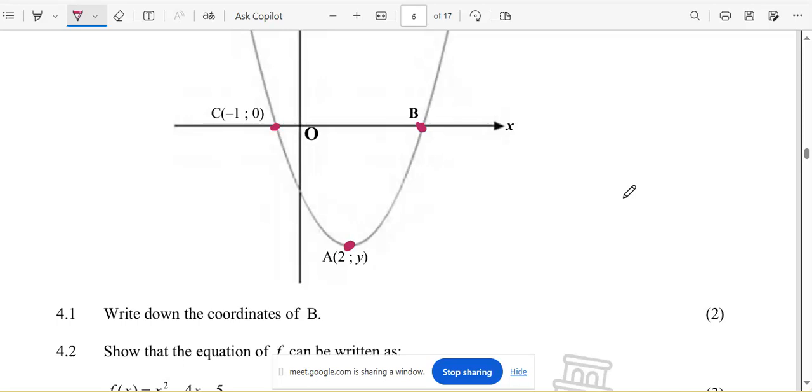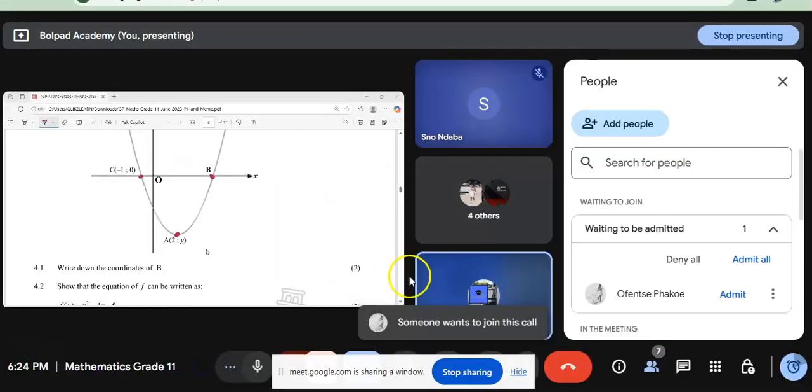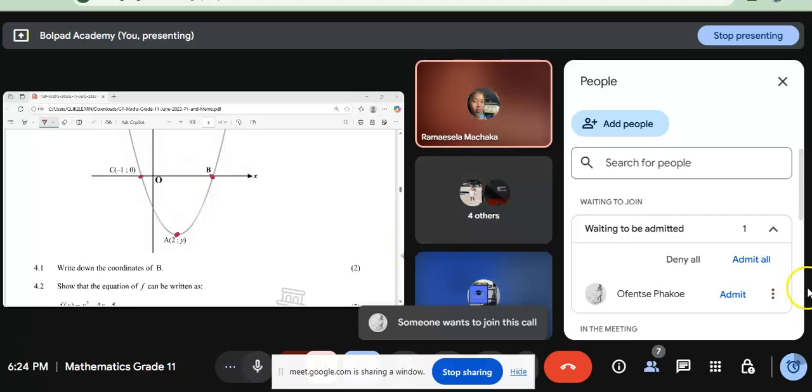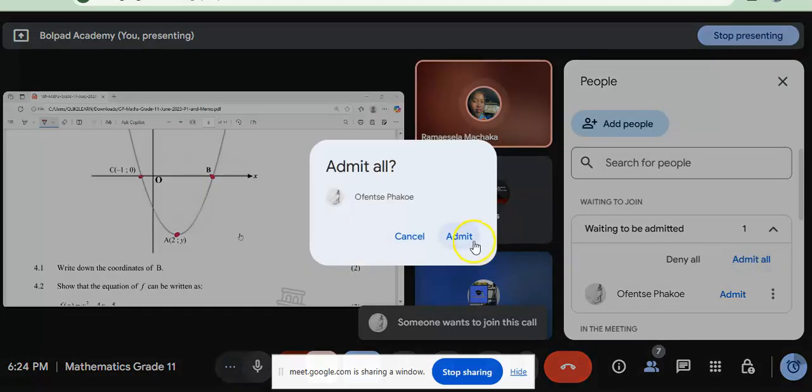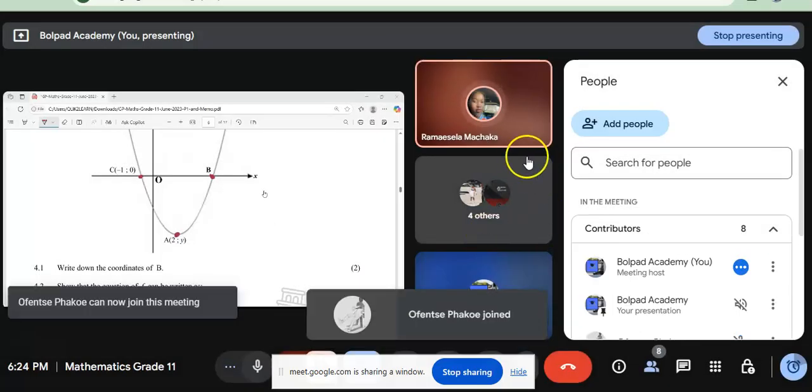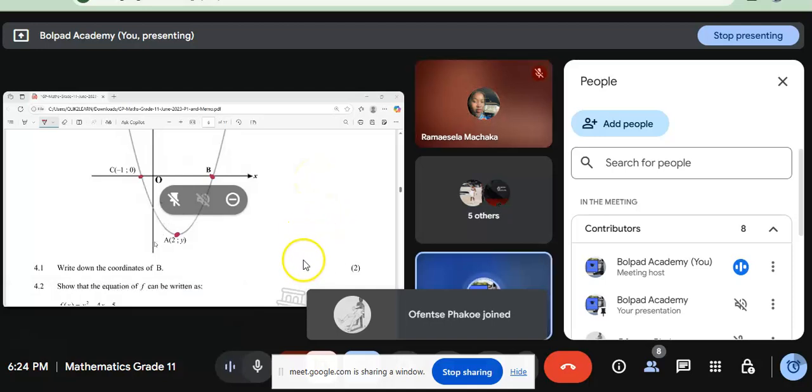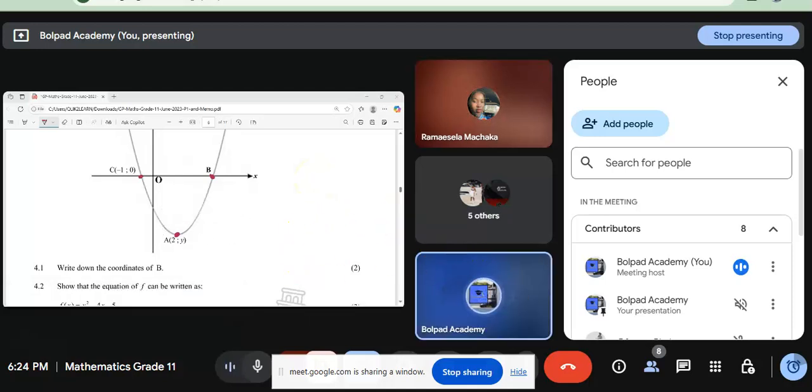Anyone? I just want to know how smart you guys are. Can you please tell me the coordinates of B? Come on guys, I trust you. How do we find the coordinates of B? I'm listening. Wait, can you please repeat that?